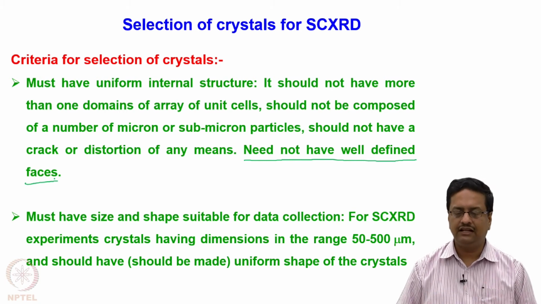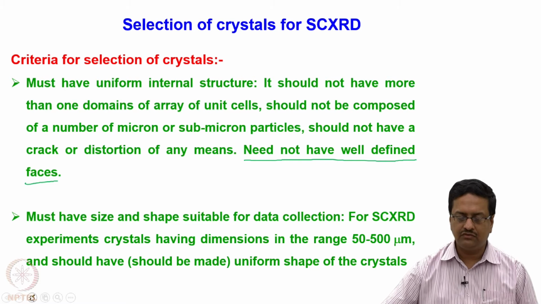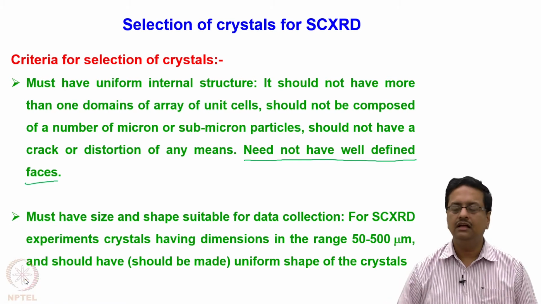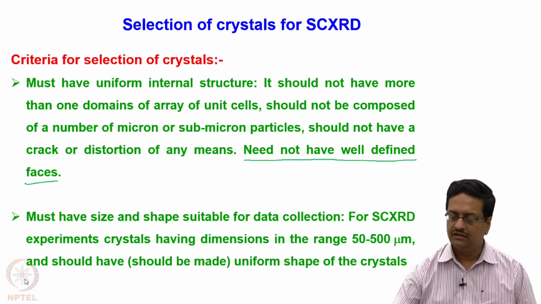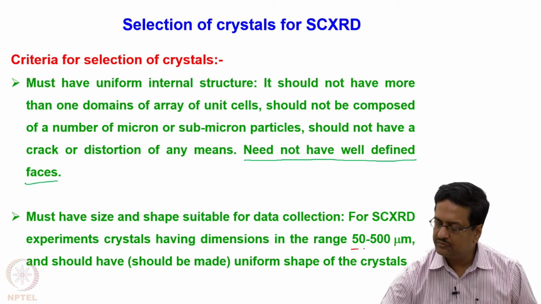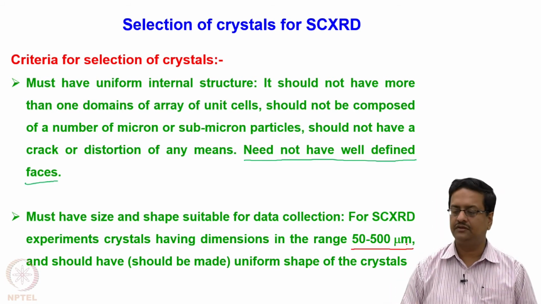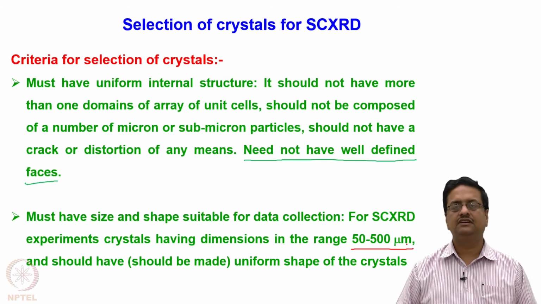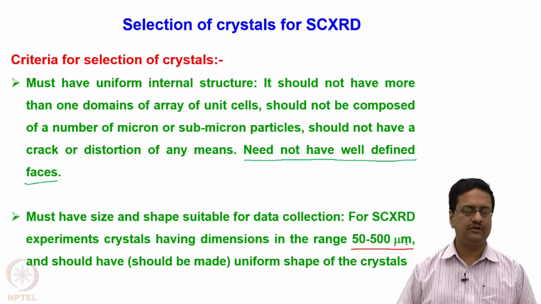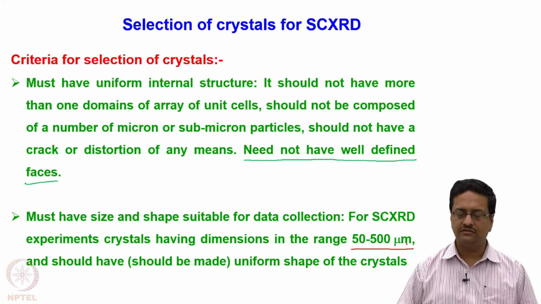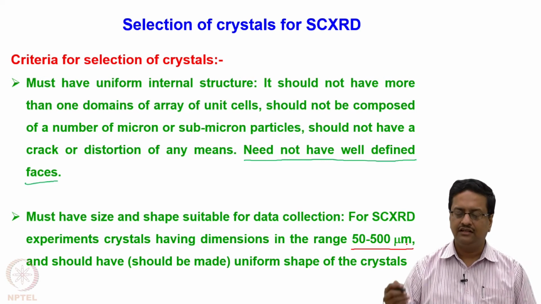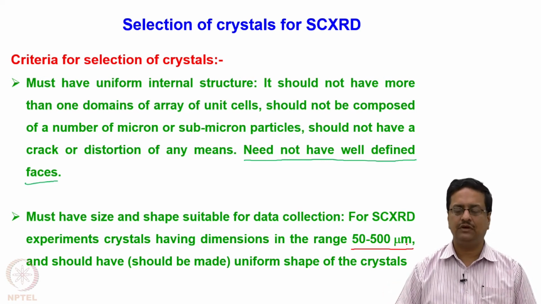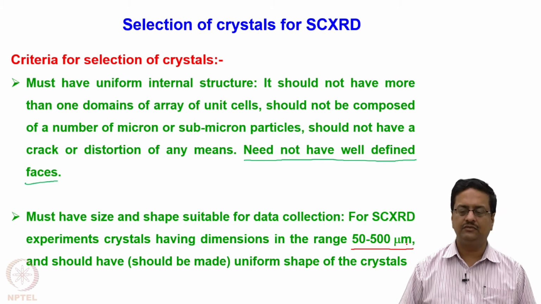For any single crystal application, we need the crystal to have a certain size. For single crystal measurements, we should have crystals ranging from 50 to 500 micron and should have uniform shape of the crystal. If the crystal is by default not of uniform shape, then one must use suitable cutting devices like razor blades to cut it into proper shape and size for the diffraction experiment.